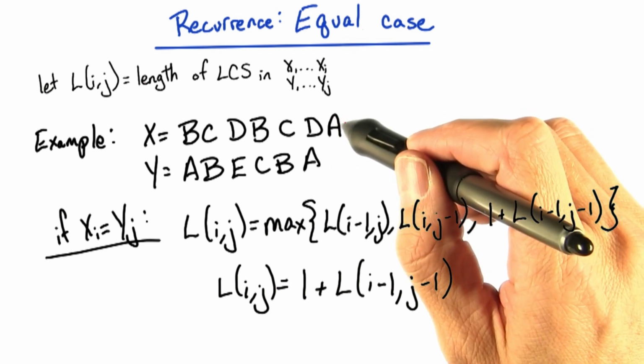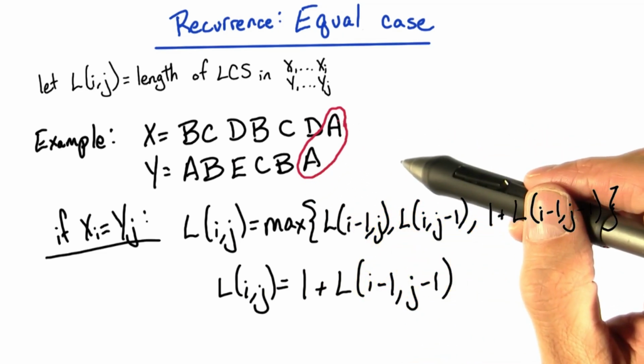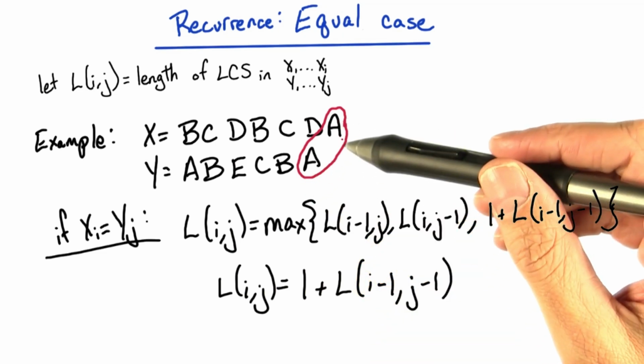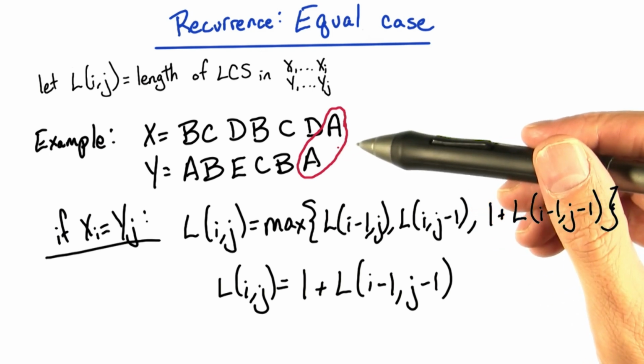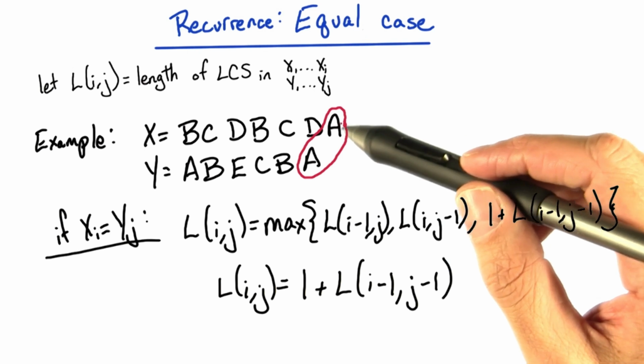Notice, if the solution doesn't include either of these characters, then we can just add them on, and we get a longer one. So therefore, it wasn't optimal length. So it's got to include either xi or yj.